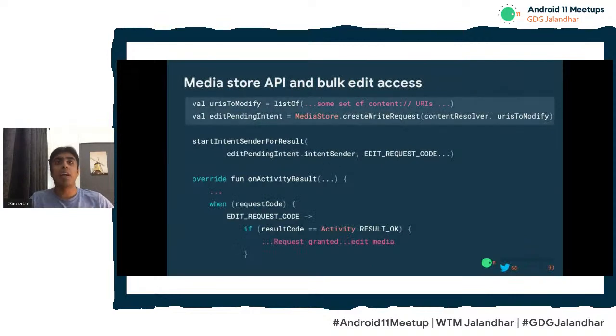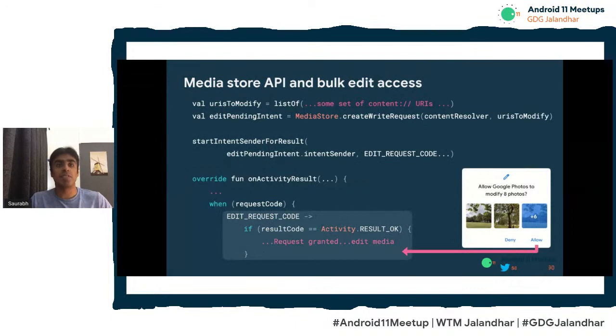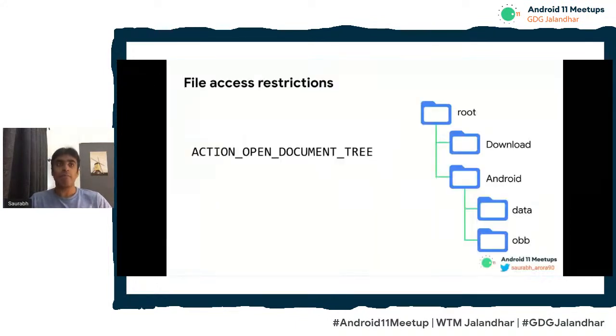But now we have a bulk API, where you can bucket together the list of files you want to access to set off a permissions intent to the user, and the user can grant access to all of those 10 different files in one go, rather than having to do it like Android 10 where they have to grant permission one by one, which was actually really tedious. And once the permission is granted, you can take access on all 10 of them together.